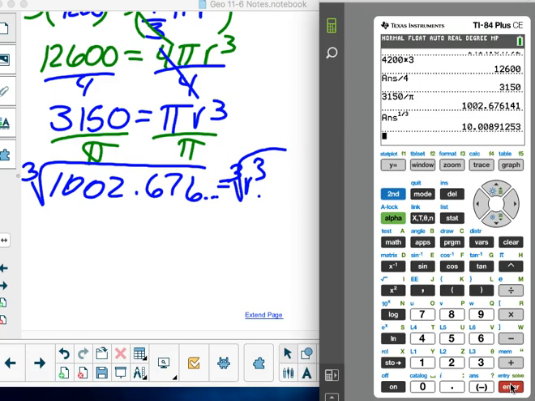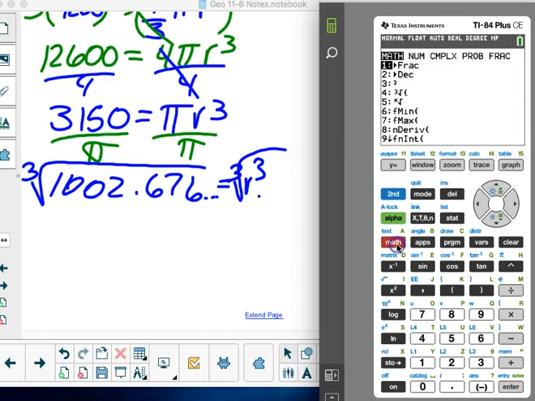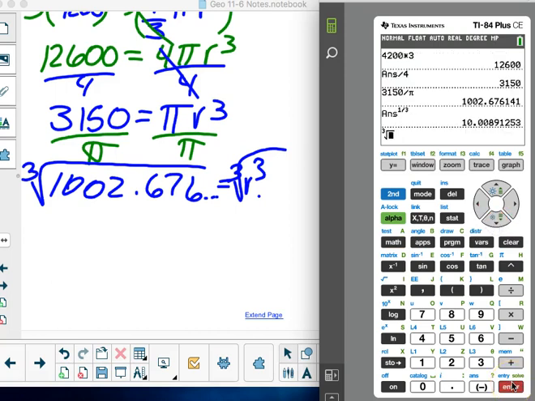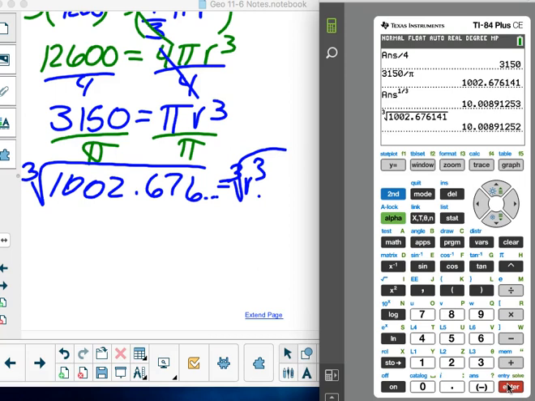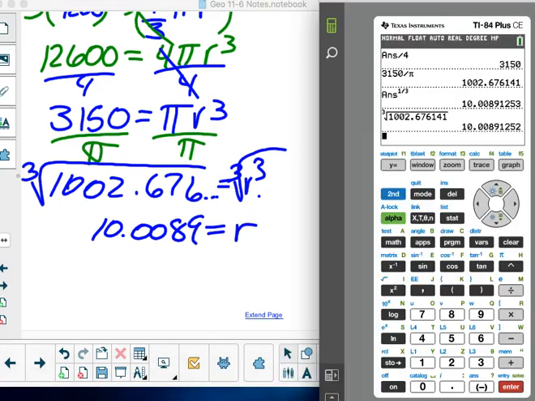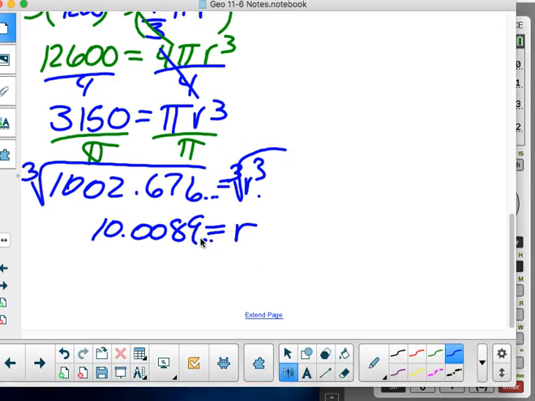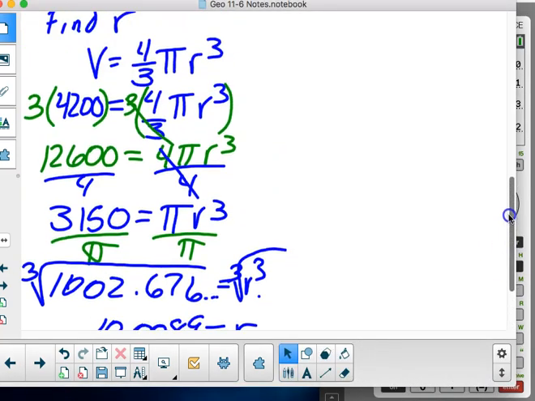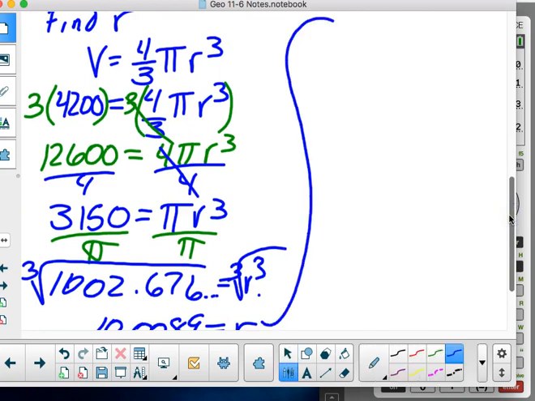You got to know the 1/3 power is the cubic root. Otherwise, you go under math and you go to the cubic root there, and then you put in 1,002.676141 and you hit enter, and you can come up with almost the same answer, where r is 10.0089. I'm going to keep that in my calculator because my calculator is helping me with this problem. So I'm going to take this value and put it up.